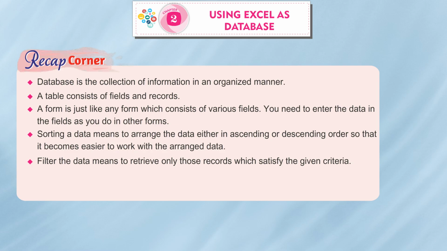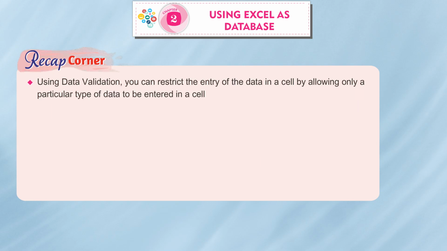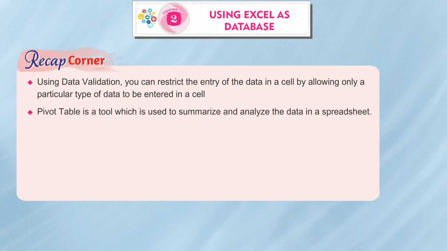Filter the data means to retrieve only those records which satisfy the given criteria. Advanced filters can be used to apply complex criteria to create the list of unique items or to extract specific items to different locations or to filter the data in multiple fields. Using data validation, you can restrict the entry of data in a cell by allowing only a particular type of data to be entered in a cell. Pivot table is a tool which is used to summarize and analyze the data in a spreadsheet.